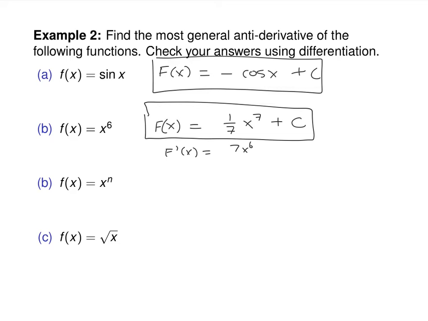Okay, so using that pattern, what's the antiderivative of x to the n going to be? 1 over n plus 1. X to the n plus 1 is correct, but this should be 1 over n plus 1 as well. Yep, and then plus C.